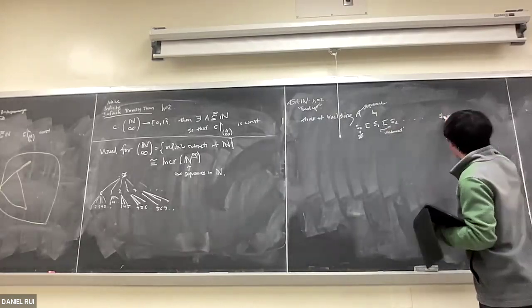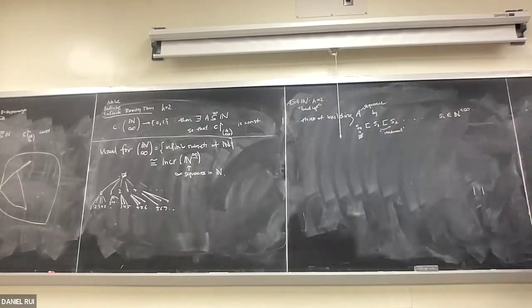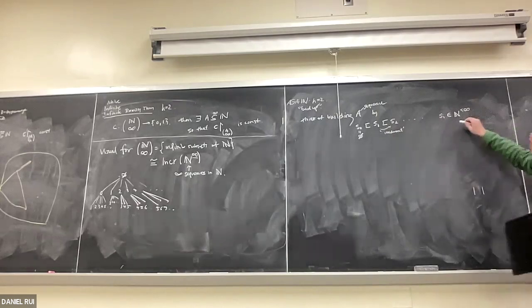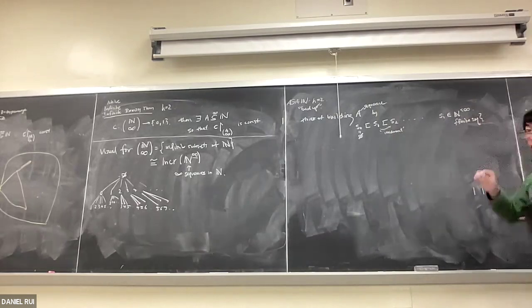So let me just give you some more notation. Not that it takes much more at this point, but N to the less than infinity are the finite sequences of natural numbers. Does this make sense?